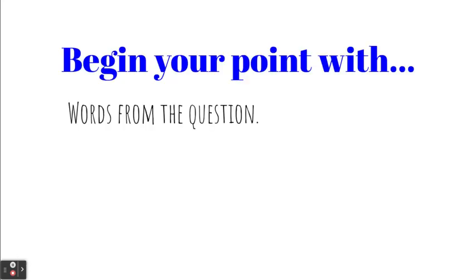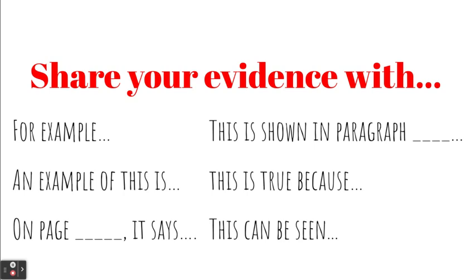So let's kind of continue the review. We begin with a point, which has words from the question, then we share our evidence. We say things like, for example, this is shown in paragraph blank. This is an example, or an example of this is blank. This is true because on page blank it says.